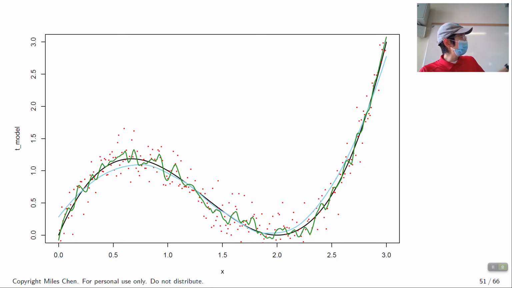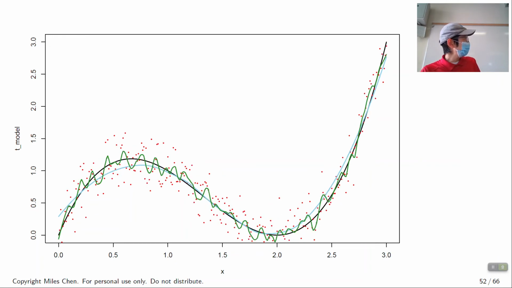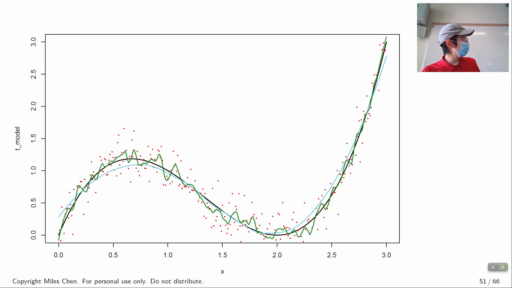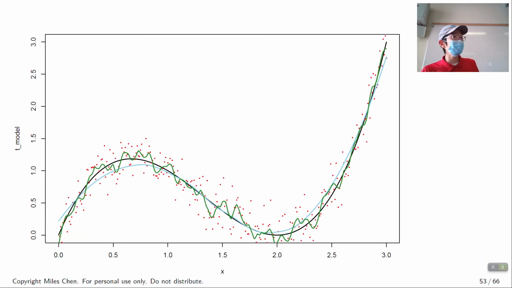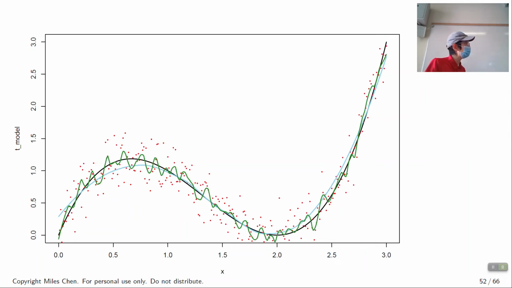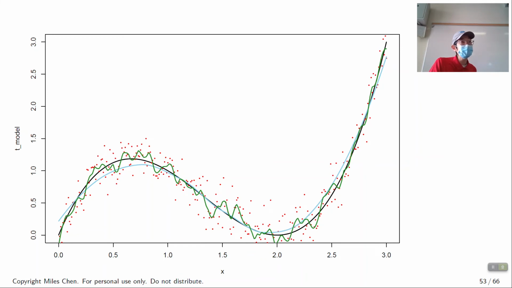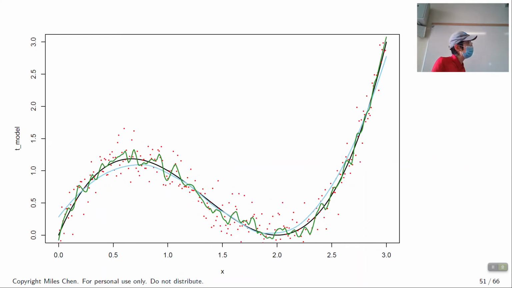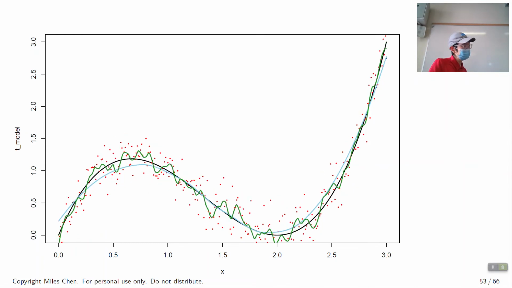How much does the blue line change going from plot to plot? It changes a little bit, okay? But not very much. Whereas the green lines change quite a bit from plot to plot, okay? And so this illustrates that there's less variance in the blue line. Going from one random data set to another random data set, the blue line doesn't change very much, okay? The green line has a lot of variance. It changes a lot from one random data set to another, okay?